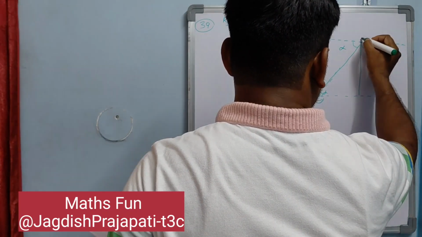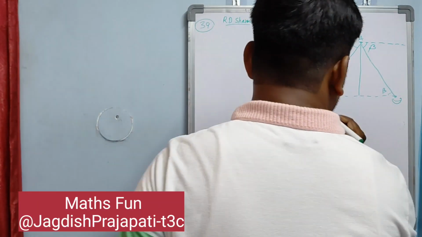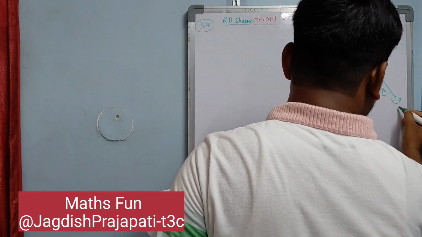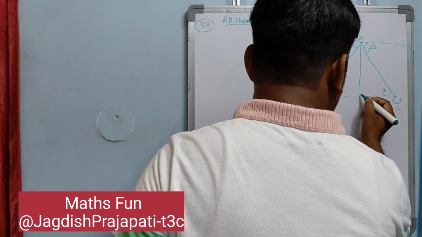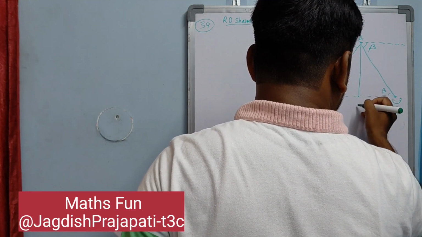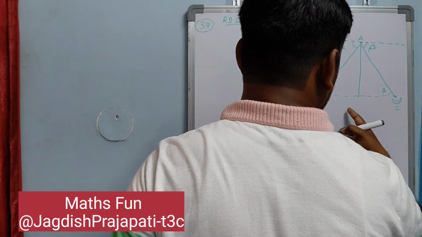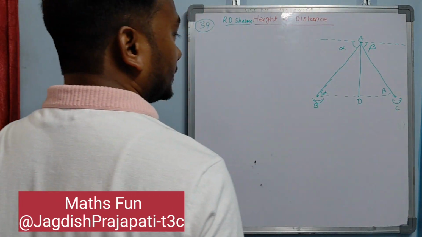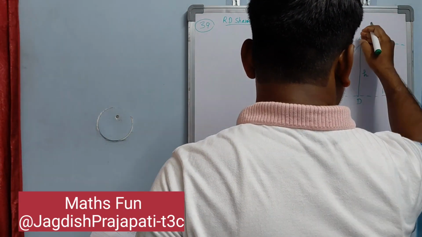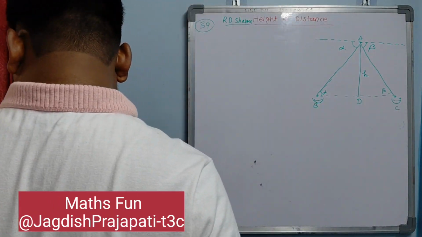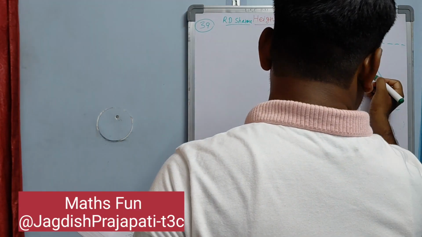Suppose the top of the lighthouse is A, and B and C are the ship positions, and suppose the perpendicular from the point A on the water surface, or whatever surface, is D. The height AD is given as h meter.